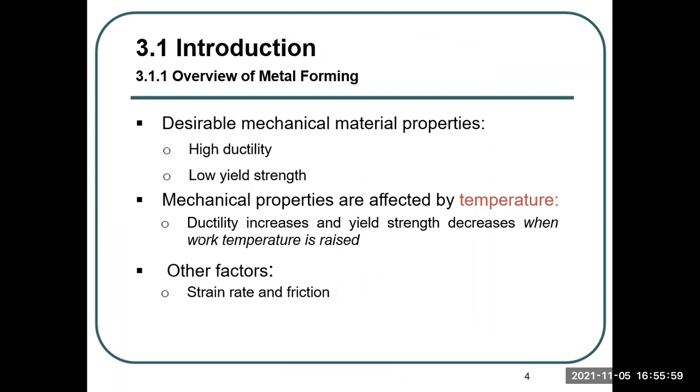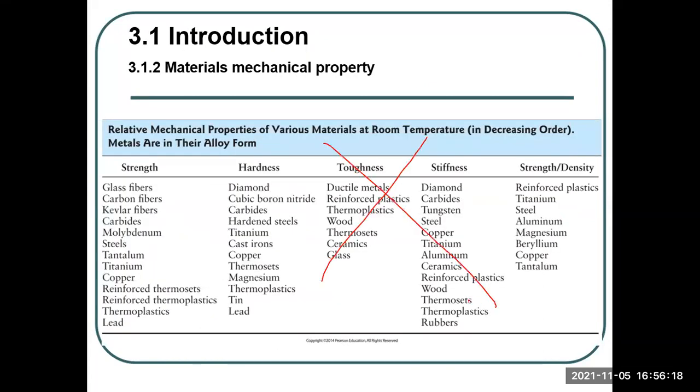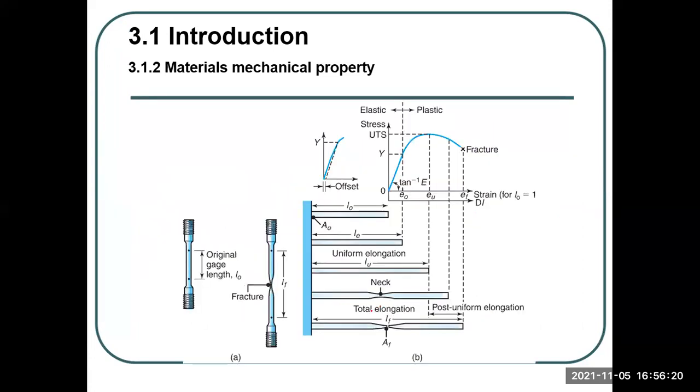strength. And also we said mechanical properties are affected. This is very important. It is affected by temperature, right? So in general, ductility increases, but yield strength will decrease. Okay. So we have talked about the strain rate and also the friction. Okay. And this one, no need. Okay. This one, please know, because this is quite fundamental for material scientists.